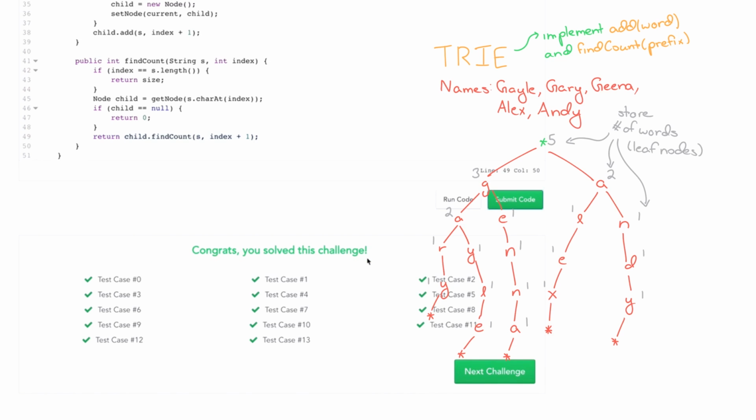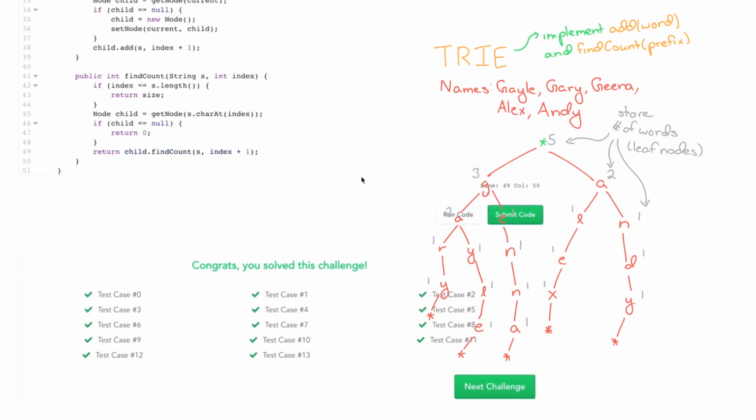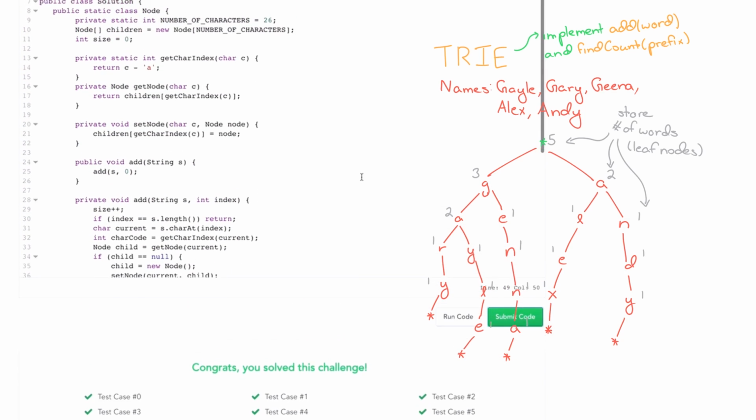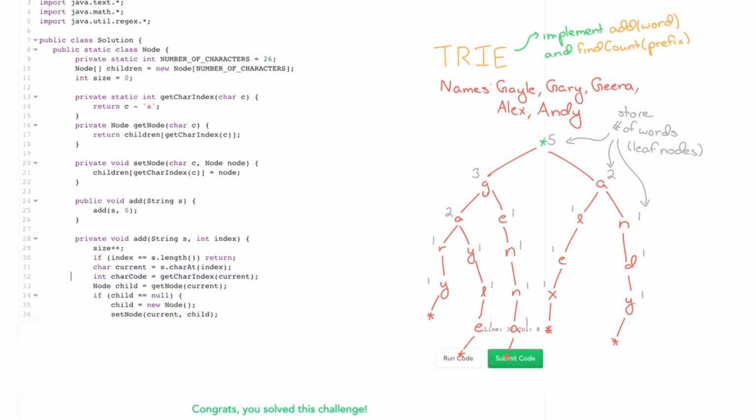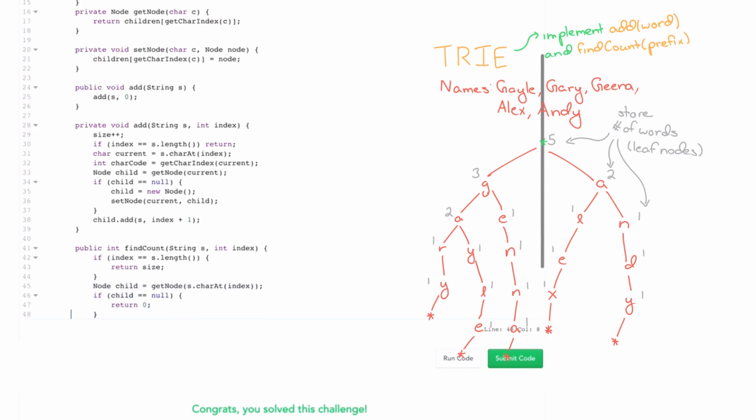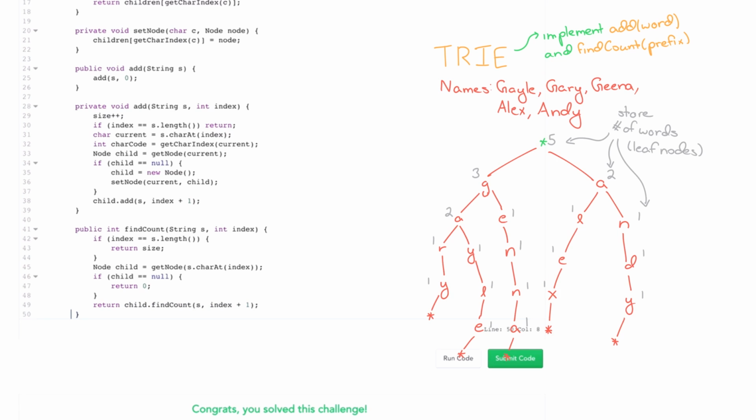Just think very clearly, what does implementing a trie really mean? In this case, it just means we need to have this add method, this find count, and we need to do some basic getting and setting operations. It's really not that bad in the end.